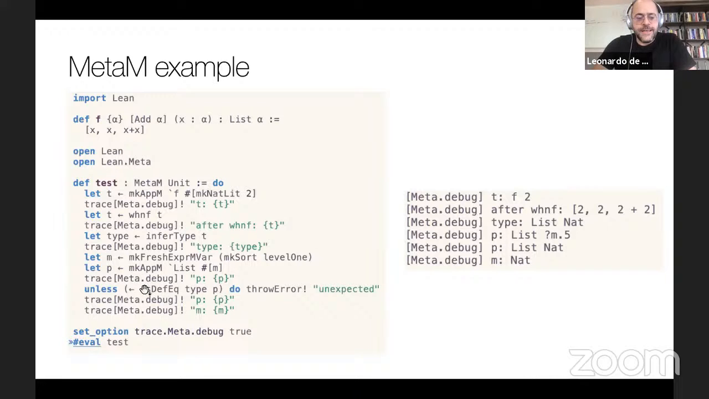Then we can say, oh, let's try to force this type and P to be definitionally equal. Lean is going to solve this unification, this constraint, by assigning M5 to Nat. If I ask Lean to print M again, I'm getting Nat here. I think most of you should be familiar with this kind of monadic code. It's very similar to what you have in Lean 3, but there are better facilities for manipulating, for tracing.